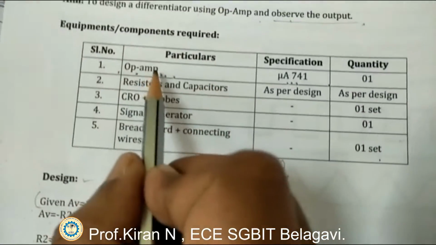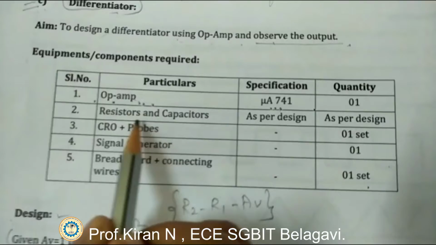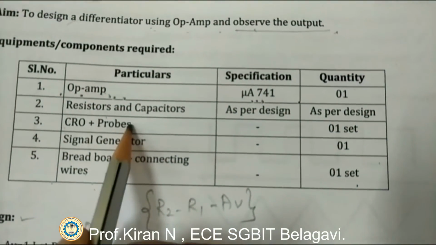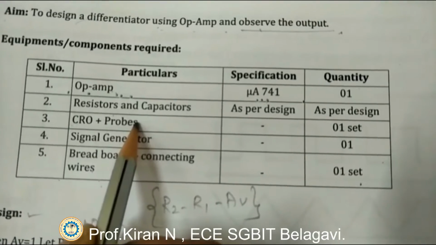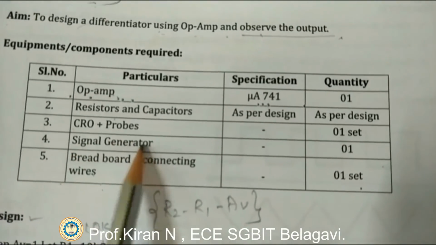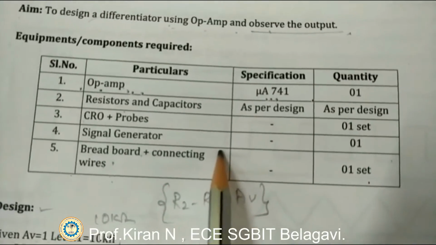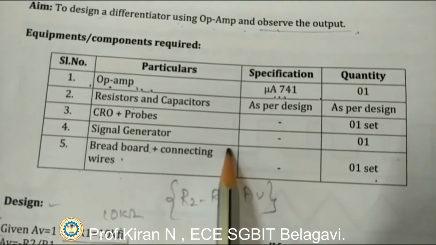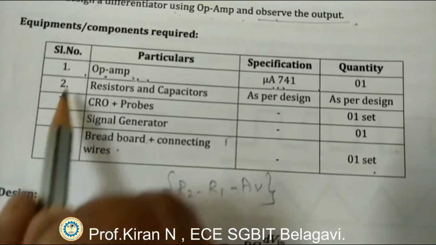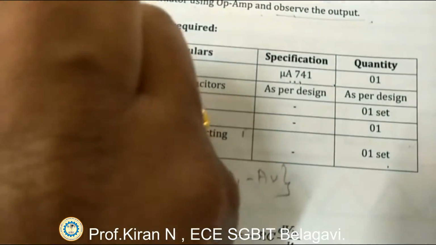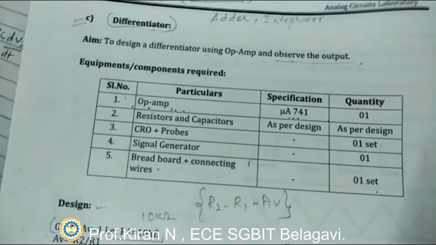So what are the components required here? Op-amp, resistors and capacitors, a CRO and probes for connection and measuring the output, a signal generator to provide the input, and a breadboard and connecting wires for mounting the components on the breadboard. So these are a few particulars we need in order to build the differentiator circuit.